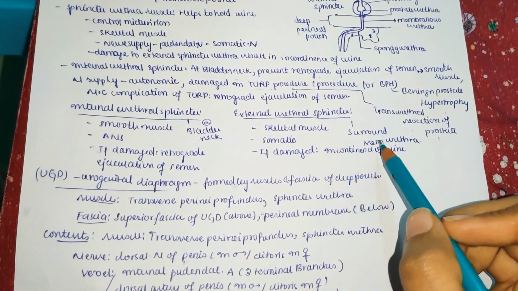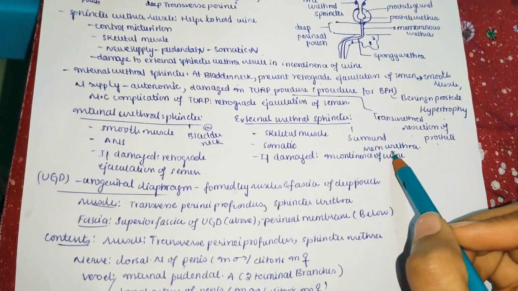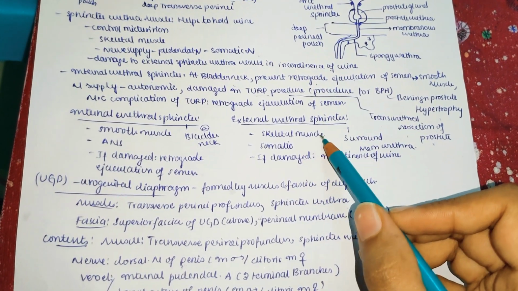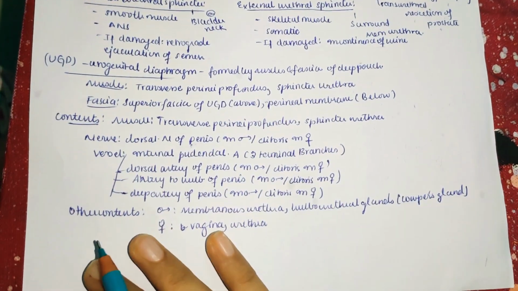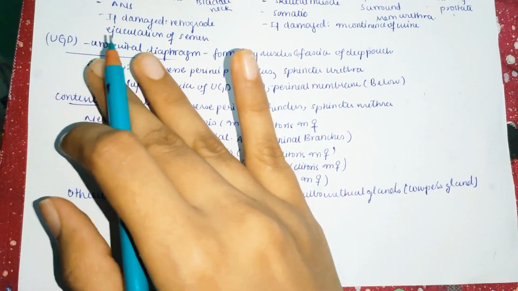The external urethral sphincter surrounds the membranous urethra. It is a skeletal muscle, somatic. If damaged, there is incontinence of urine. Now let us discuss the urogenital diaphragm.